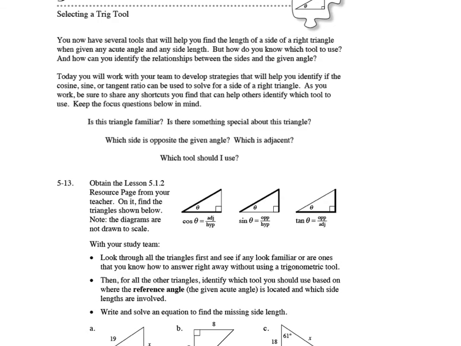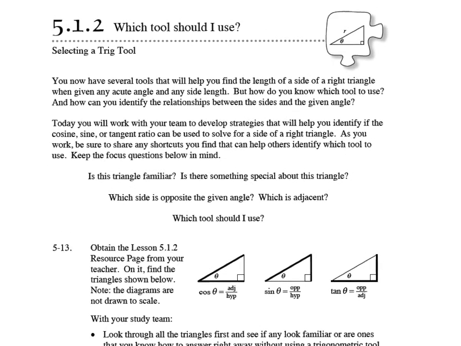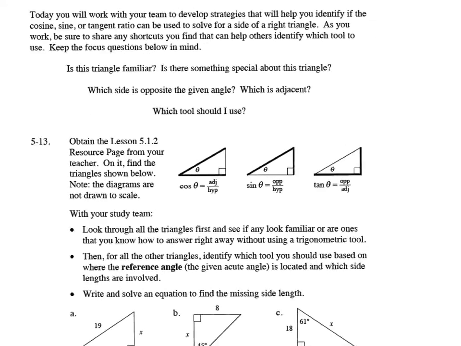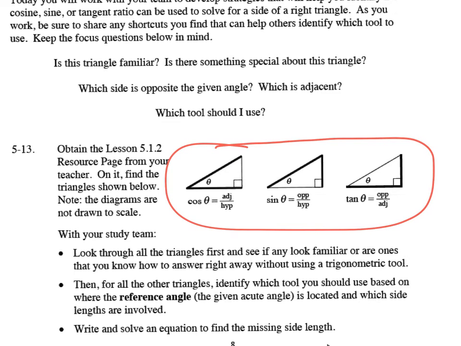So lesson 5.1.2 says, which tool should I use? And this is really just extending on what we did yesterday in class. Again, this is from the math notes that we did. If you did not get this down yesterday, I would get this picture right here down in your notes somewhere. Just defining what cosine, sine, and tangent are, as they are merely ratios of side lengths within a right triangle.